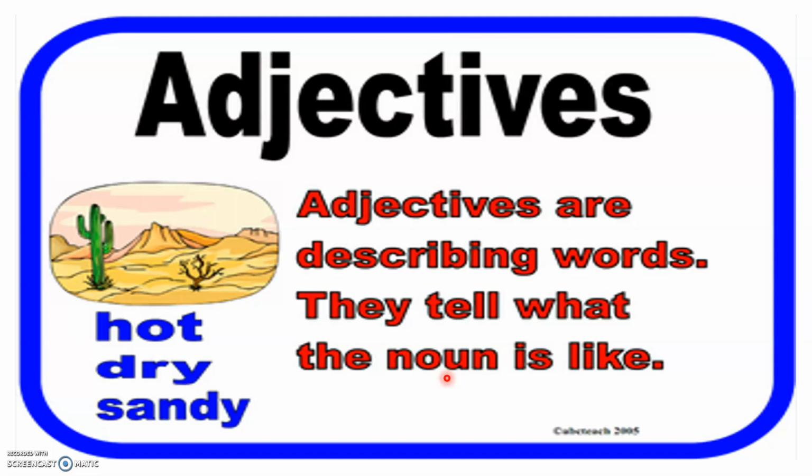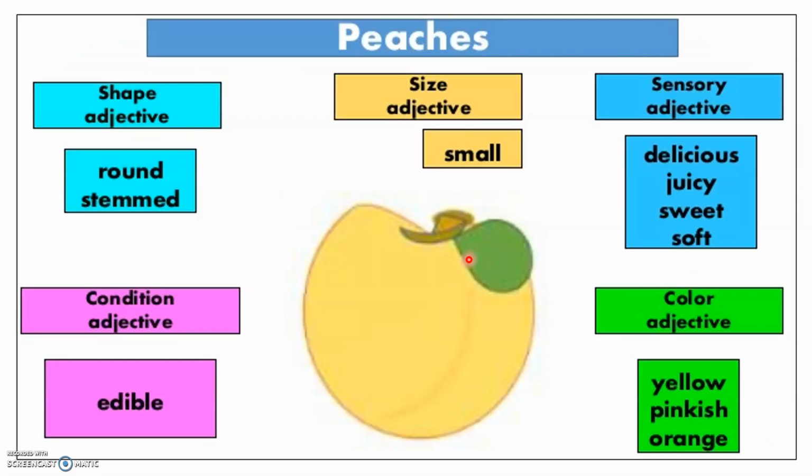We can describe its size, its shape, its color, numbers, feelings. We can describe different things related to nouns. So these are the adjectives. For example, hot, dry, sandy. We can describe the picture that you have here, okay? So adjectives, they are describing words. We use them to tell what the noun is like.